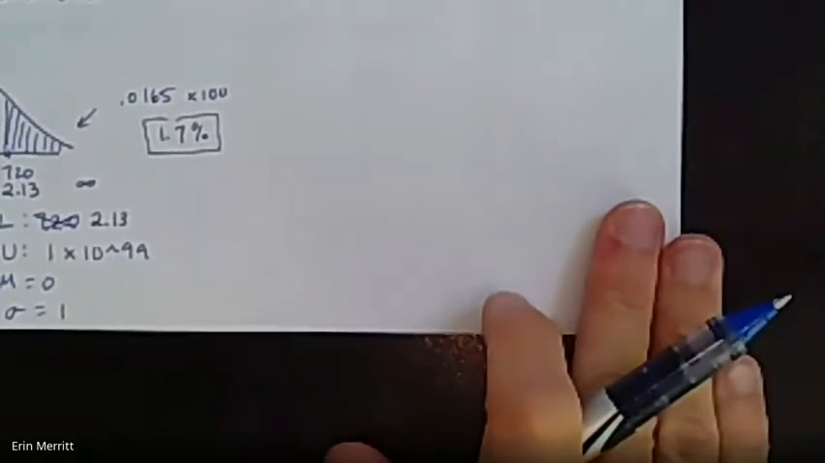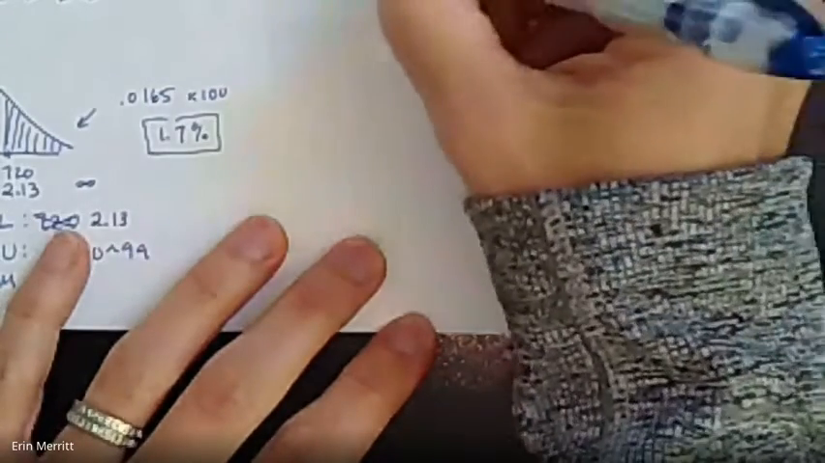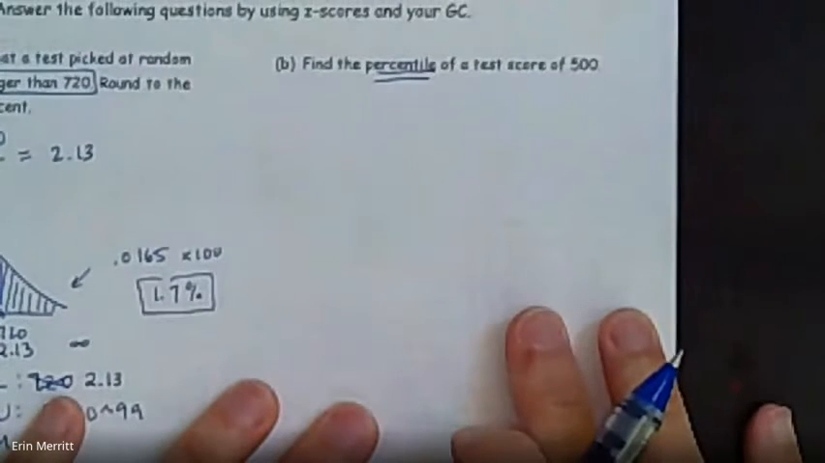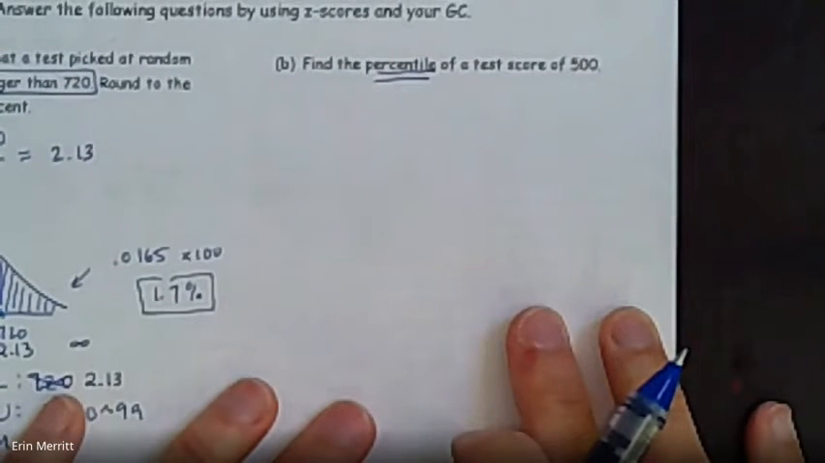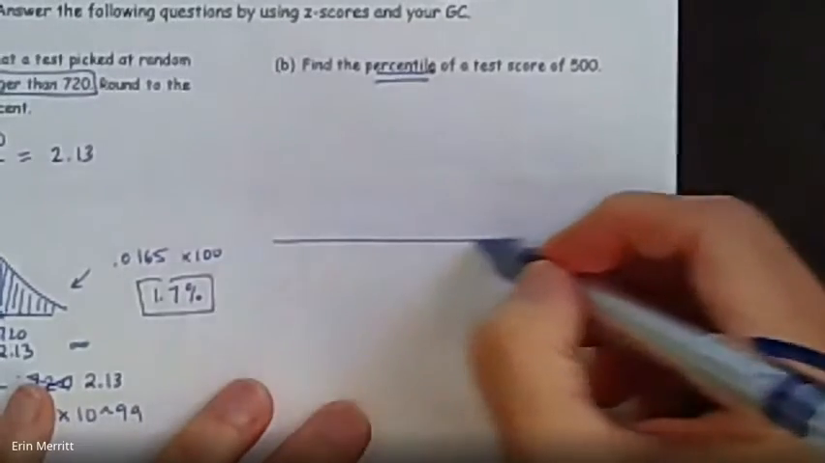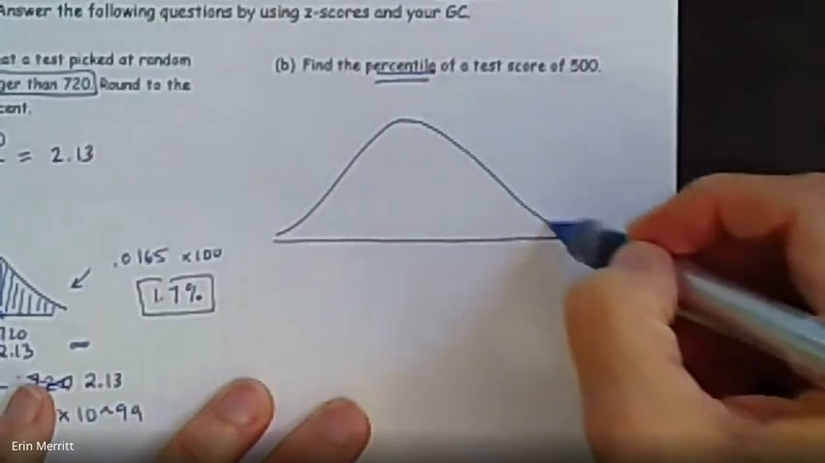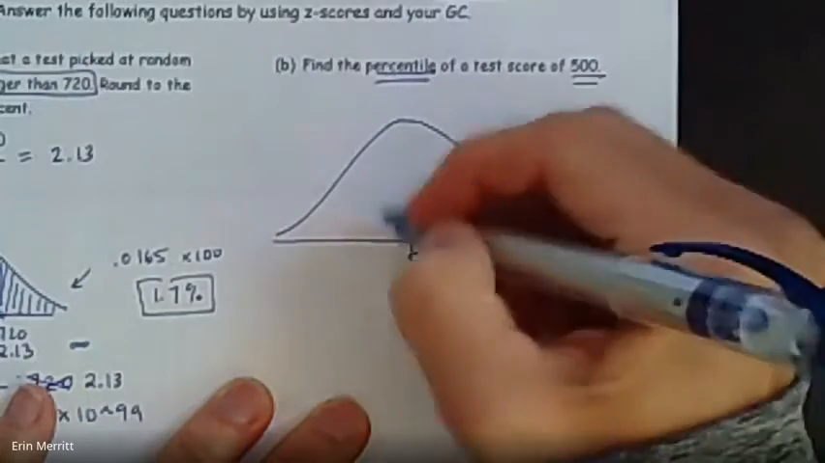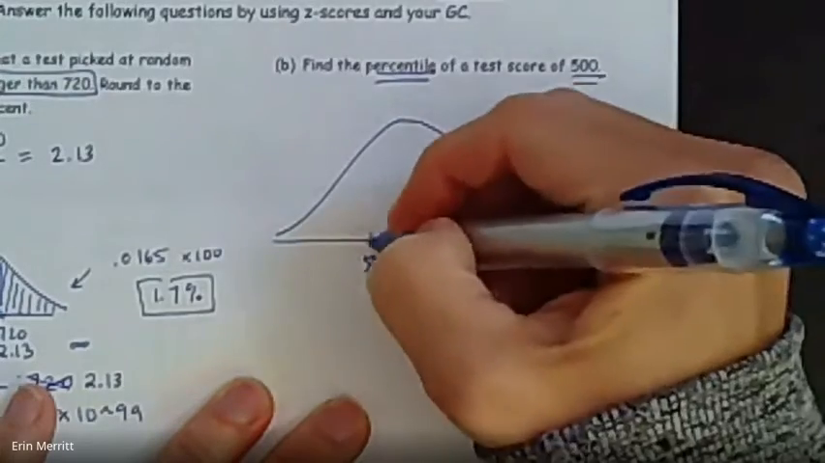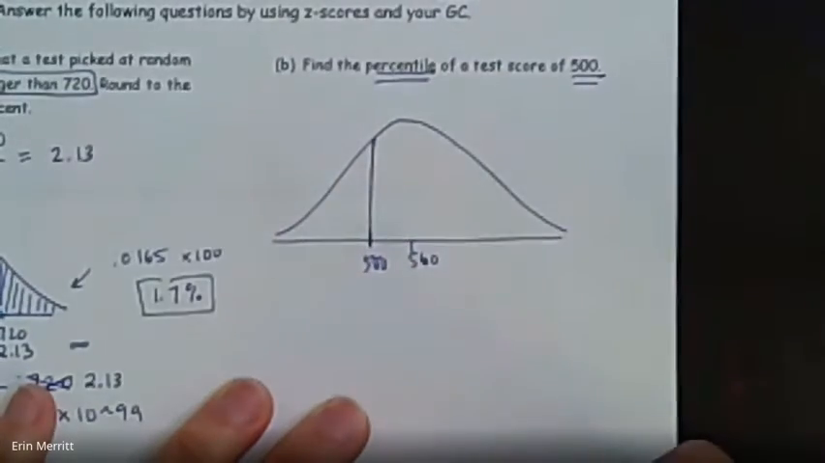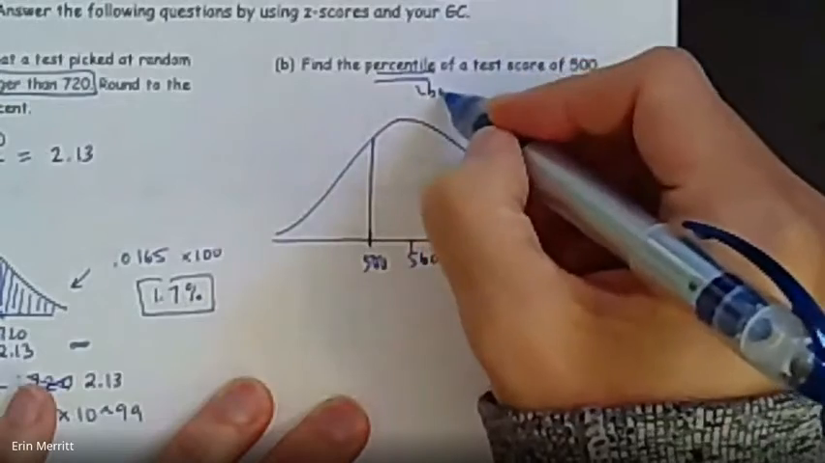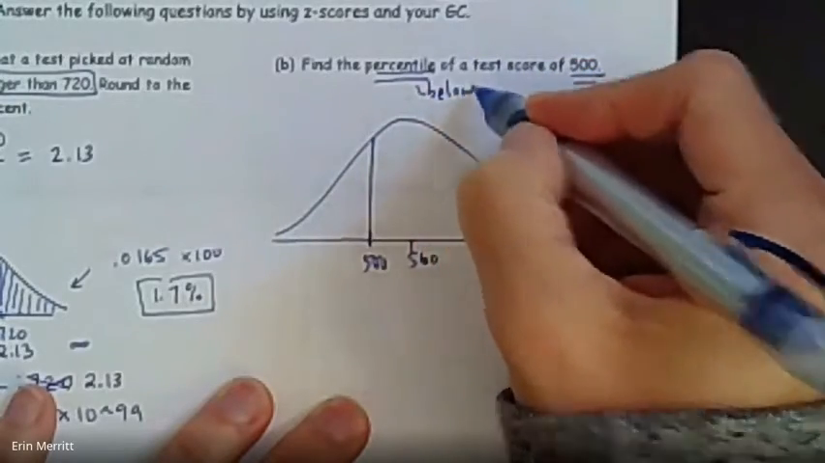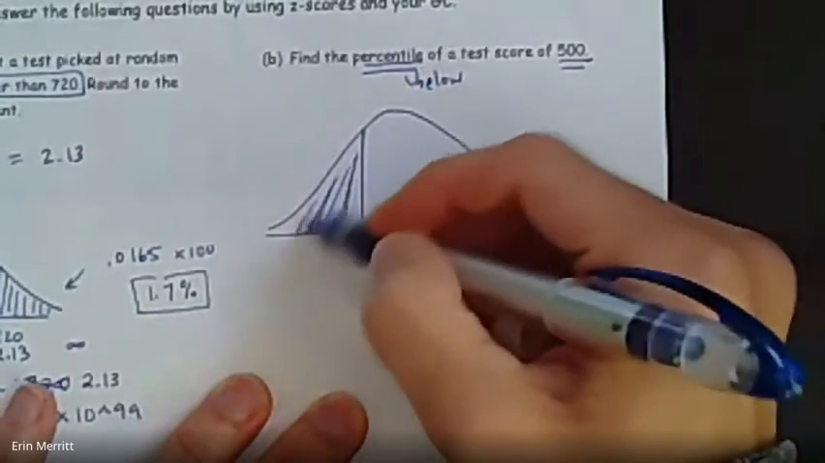Find the percentile of a test score of 500. As a reminder, percentile, in terms of an SAT, is all the people that you did better than. So in this case, the mean's 560. They're saying a percentile for a test score of 500, so that's below the mean. But I still want to calculate everybody that's below that, so I'm adding up all the percentages below that.